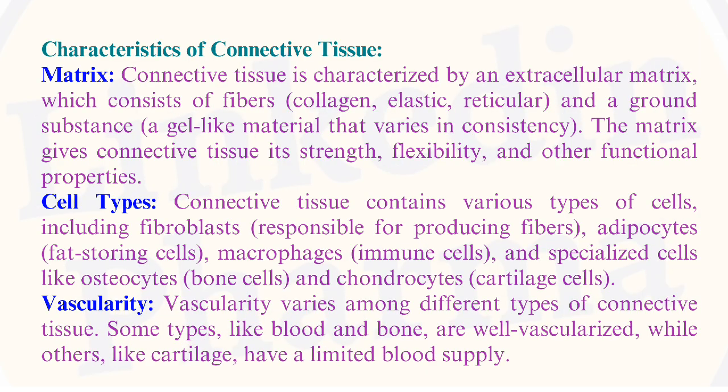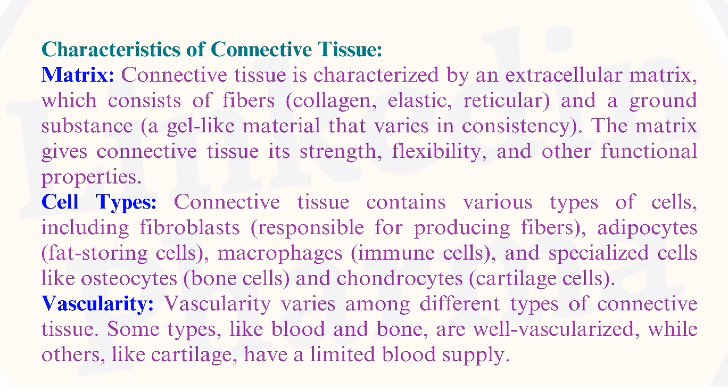Characteristics of connective tissue. Matrix. Connective tissue is characterized by an extracellular matrix, which consists of fibers, collagen, elastic, reticular, and a ground substance, a gel-like material that varies in consistency. The matrix gives connective tissue its strength, flexibility, and other functional properties.